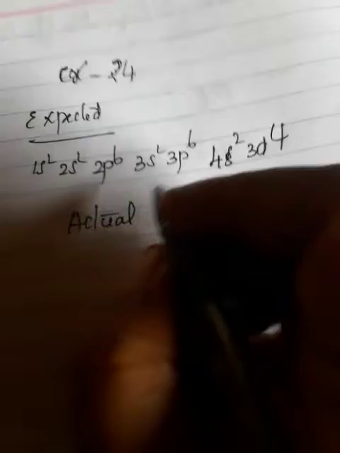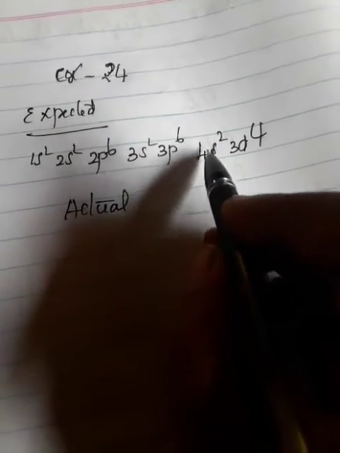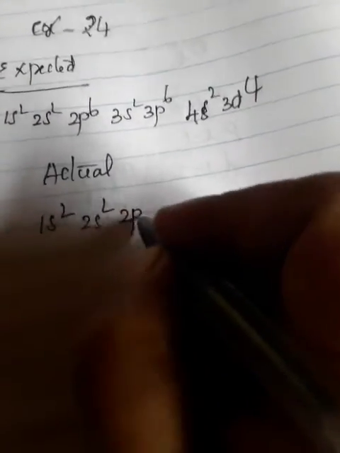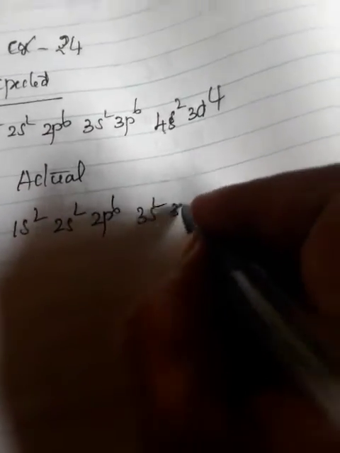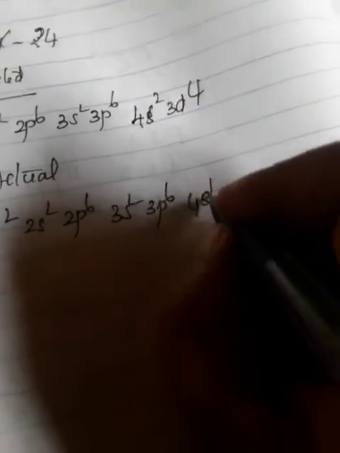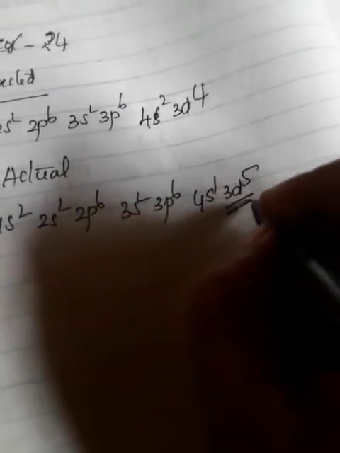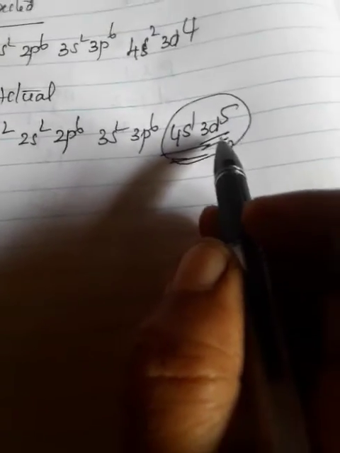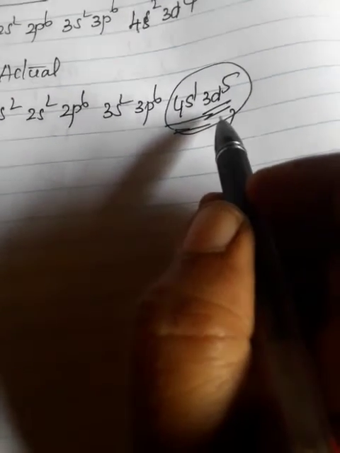But what is the actual configuration? Here the 4s electron gives 1 electron to 3d, so 3d becomes 5. Why is it becoming 5? 1s2, 2s2, 2p6, 3s2, 3p6, 4s1, 3d5. What is the reason for this 4s1, 3d5? To make it stable. 3d5 means a half-filled configuration, and a half-filled configuration is more stable when compared to a partially filled configuration.